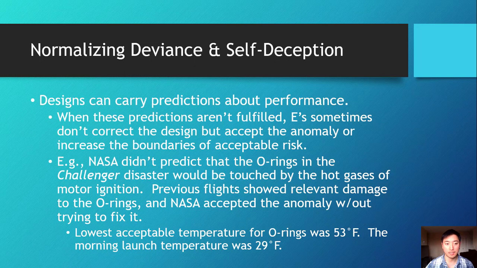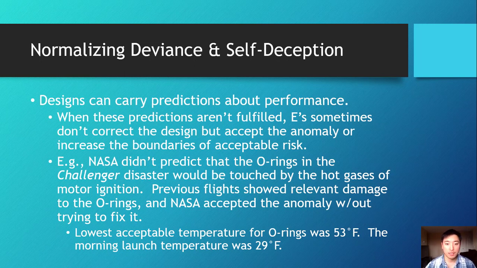Designs can carry standard predictions about performance, but sometimes these performance standards of a product are not met. When these predictions are not fulfilled, engineers sometimes don't correct the design. They just accept the anomaly. Here an anomaly is an aberration. It's something that's out of the norm. It's something that doesn't fulfill the common prediction or the standard for performance.